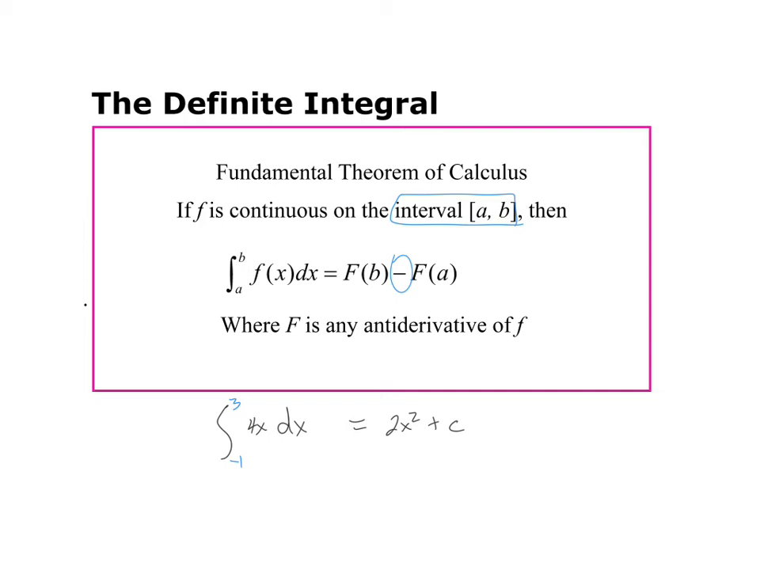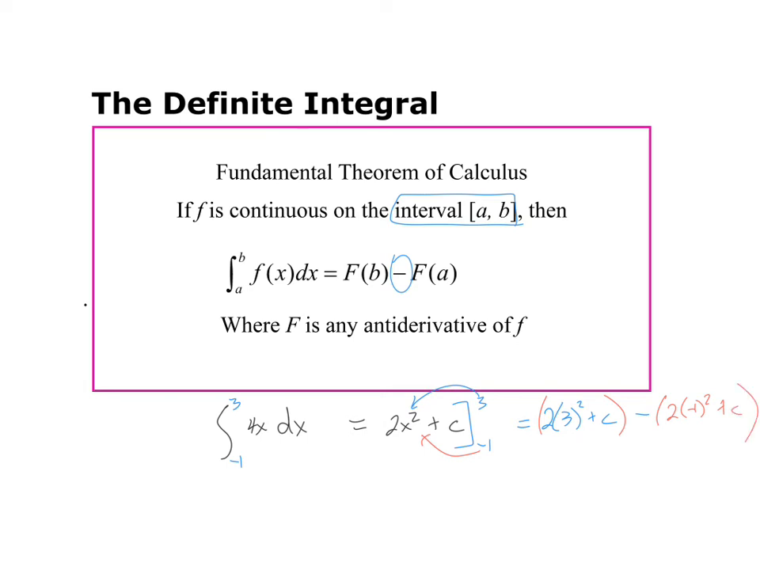So we don't do anything different other than we take our antiderivative and we usually rewrite it with square brackets and we just put those numbers in the same spot. And what this means now is take the 3 and plug it in. So if I do that first, I would have 2 times 3 squared plus c. And then we're going to subtract, let's put brackets around that, the -1 plugged in. So that'd be 2 times -1 squared plus c. And we subtract those two answers.